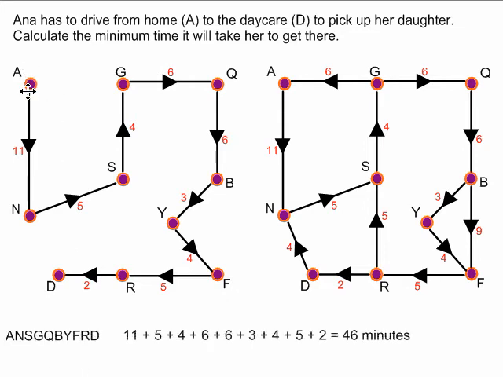And this is how you should show your calculation. The path is from A to N to S to G to Q to B to Y to F to R to D, and that is expressed here. And the number of minutes each of those steps will take are 11, 5, 4, 6, 6, 3, 4, 5, and 2. We add them together, and our final answer for the question is 46 minutes.